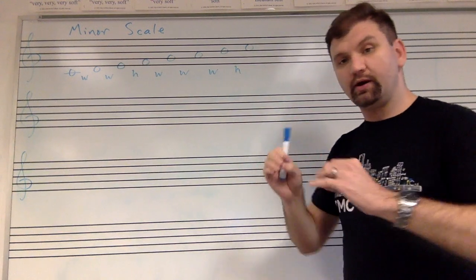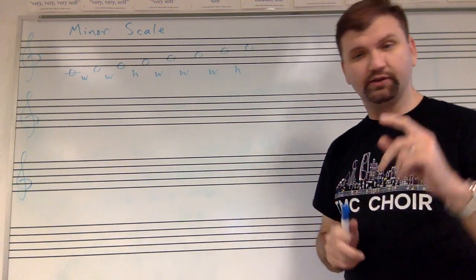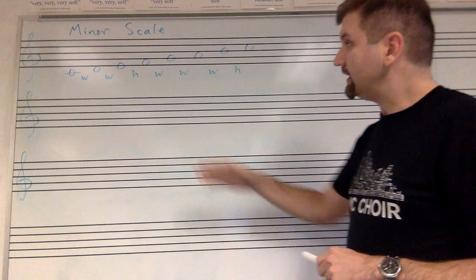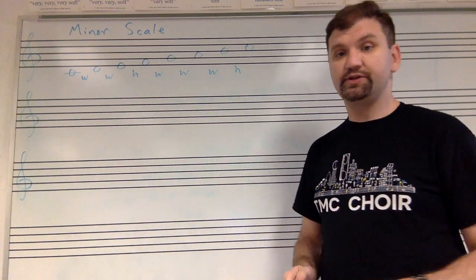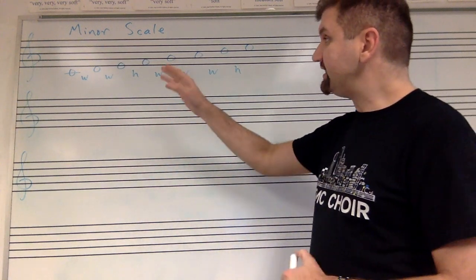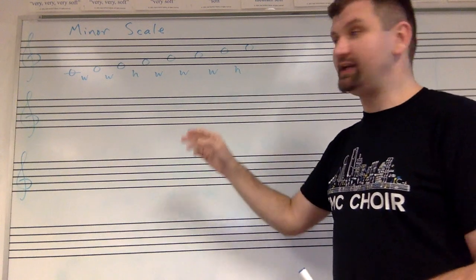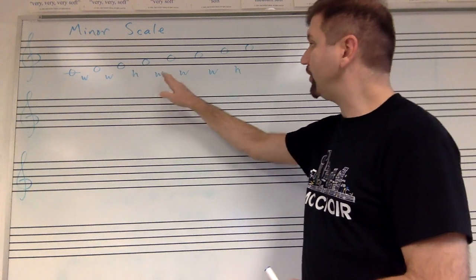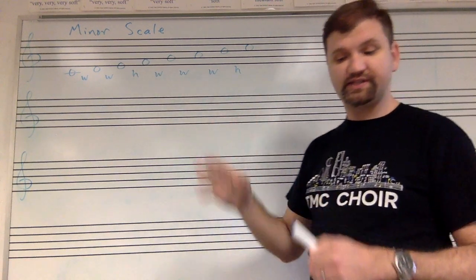Let's compare major and minor scales and look at them a little more closely. Here we have our C major scale that we talked about in a previous video. C, D, E, F, G, A, B, C, whole, whole, half, whole, whole, whole, half. Standard C major scale.